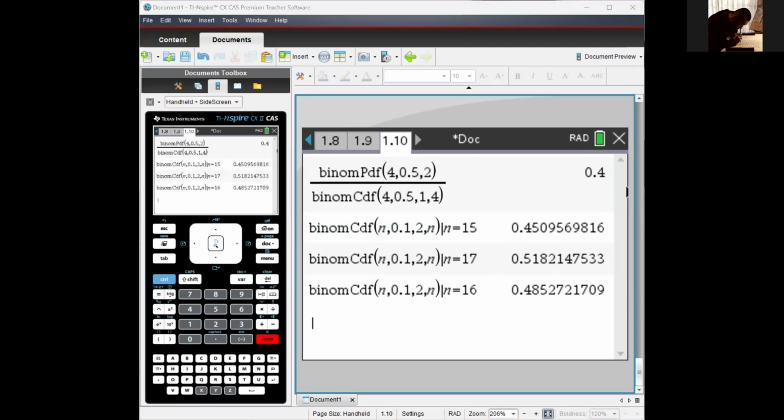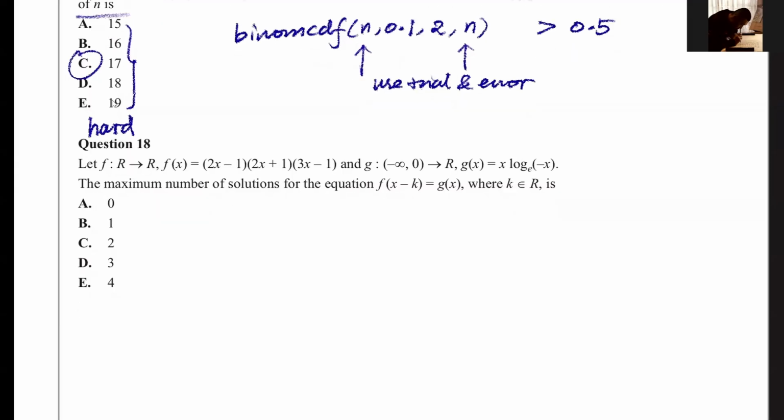Question 18. I think after a couple of years, with this sort of slider question being introduced in the recent 3 or 4 years of the master exam, we are now getting more used to it. So the idea is that there are two functions. F of x is a cubic, and g of x is a product log function.